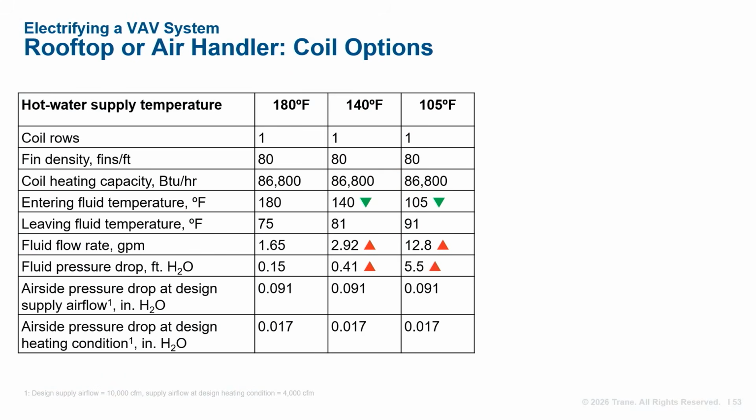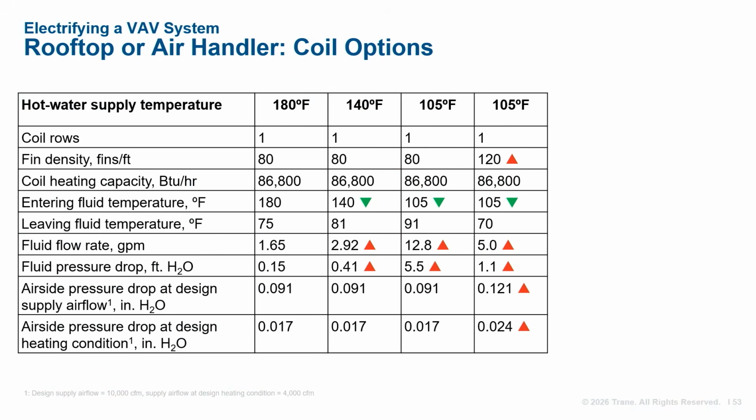So how can we use 105-degree water without sacrificing fluid pressure drop? The last selection increases the fin density to 120 fins per foot. The fluid flow rate, fluid pressure drop, and airside pressure all increase, but not as much as before. So this heating coil could be replaced and we could achieve the same heating performance all with a single roll coil. Providing the same capacity with a lower hot water supply temperature does require a higher fluid flow rate, which will affect pump, pipe, and valve sizing, and it increases pumping energy.